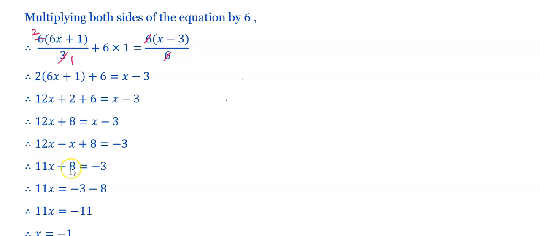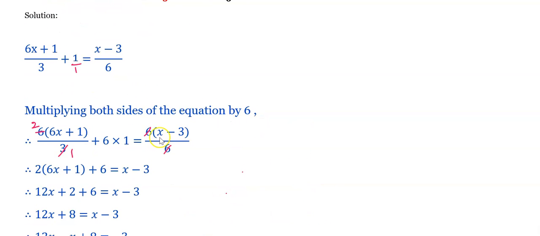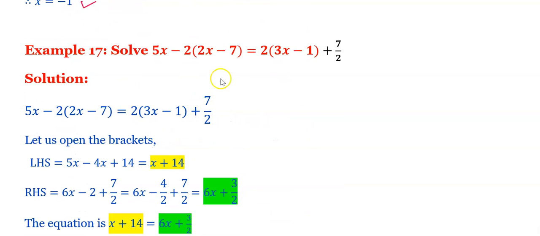Next transpose this 8 to the right hand side, it will become minus. Therefore 11x = -3 - 8, that is -11, and therefore x equals -11 upon 11. As 11 is multiplied to this x, when we transpose to the right hand side it will become divided, and hence if we cancel it, you will get x = -1, and this is the solution. Okay, now the next question.